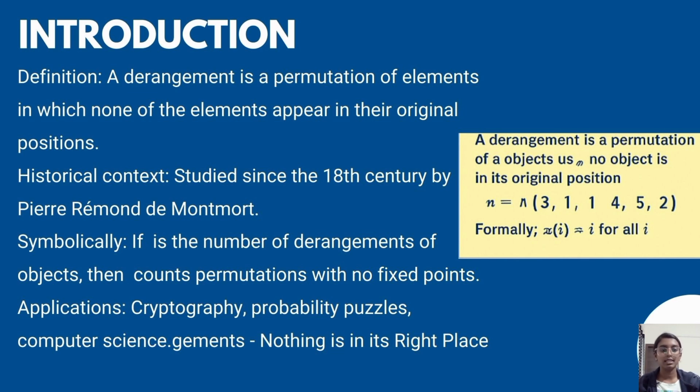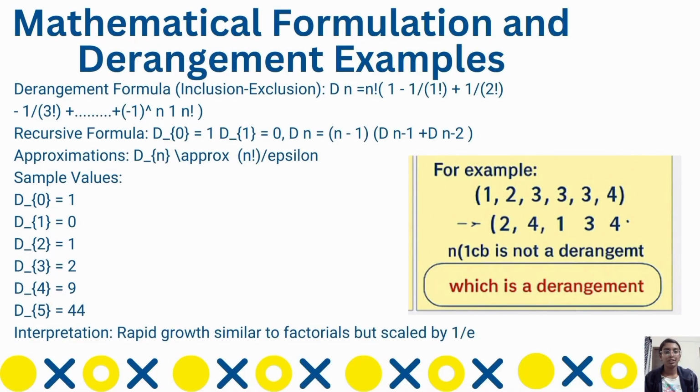Nothing is in its right place. As we can see in the picture given, a derangement is a permutation of n objects, with no object in its original position. That is, pi equals 3, 1, 4, 5, 2, etc. Formally, pi(i) is not equal to i for all i. Mathematical formulation and derangement examples.